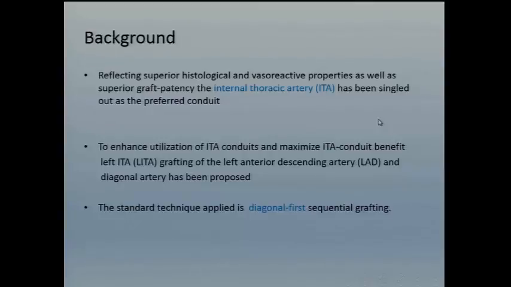Okay. The internal thoracic artery has been established as the preferred conduit for coronary artery bypass grafting, reflecting superior histological and vasoreactive properties as well as superior graft patency. To maximize utilization of ITA conduits and the benefits, sequential grafting of the LAD and the diagonal artery has been proposed. And the standard technique, as everybody knows, is the diagonal first sequential grafting.